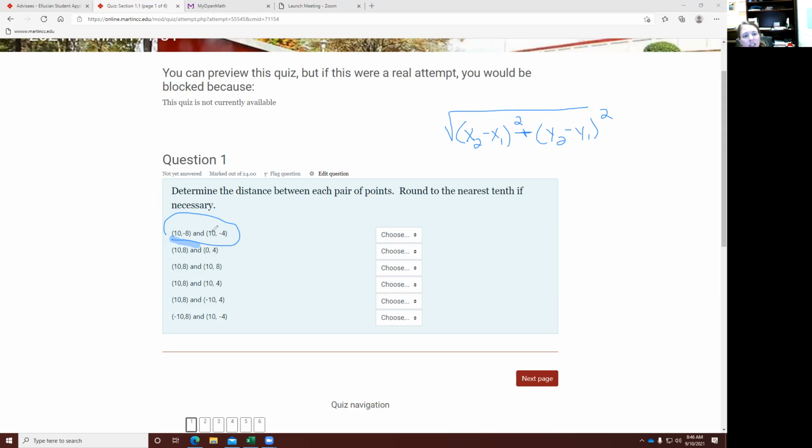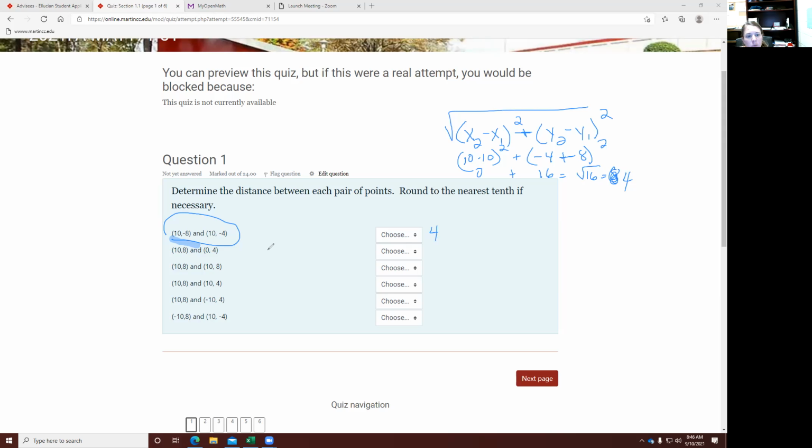So when I look at 10 and 10, I know that I'm subtracting those. So 10 minus 10 squared plus, and then I'm going to do the -4 minus -8. Okay, so -4 minus -8, which is going to end up making a plus here. So this gives you 0. And then this is -4 plus 8, which is 4, which is 16. And we know the square root of 16 is 4. So we would pick 4 on that one.